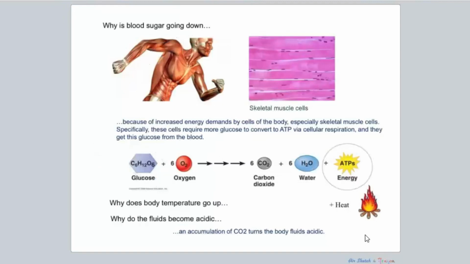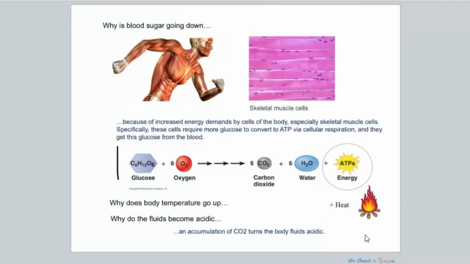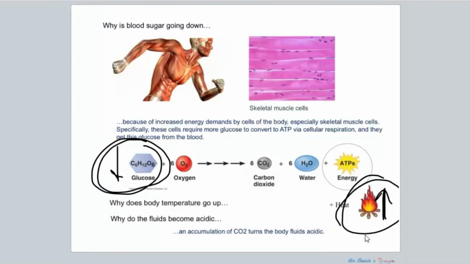Another thing that happens when you increase cellular respiration is you also increase the amount of heat that you're generating. Okay, so that's something else that we have to deal with. We have to deal with low blood sugar. We have to deal with increased heat. And we also have to deal with the body becoming too acidic. And that occurs because we accumulate too much CO2. So all three of these things we have to deal with here.